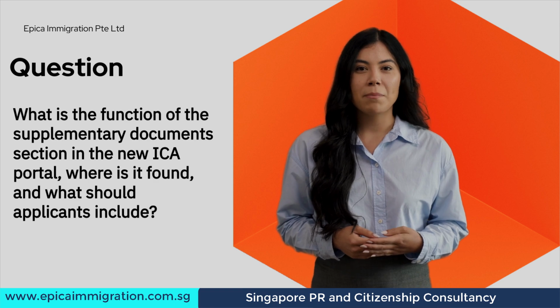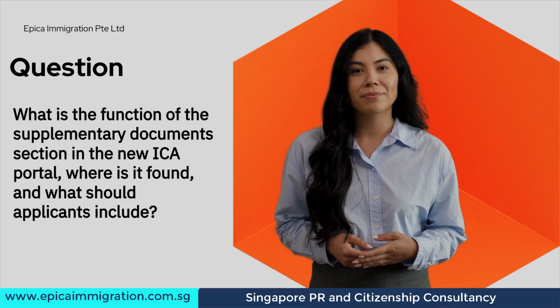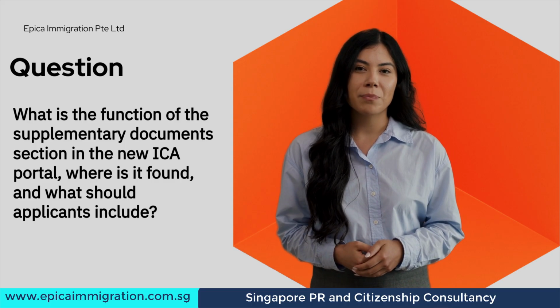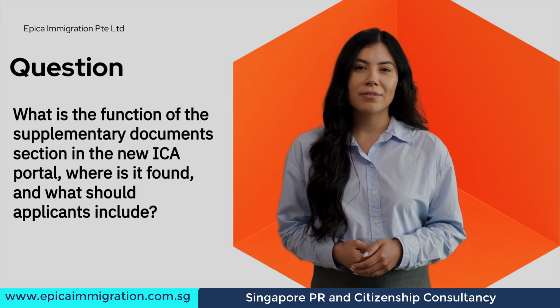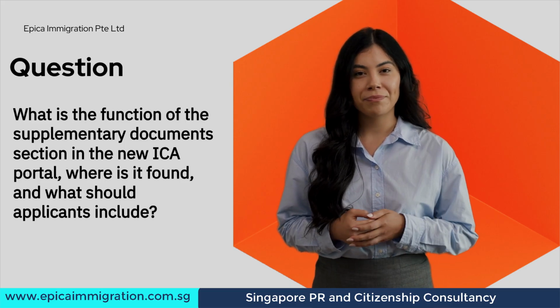In the new ICA portal, there is a provision to attach supplementary documents. Where exactly is this section? What options do I have there? What should I generally plan to attach? And what is the overall purpose of this section? Let me walk you through the details step by step.